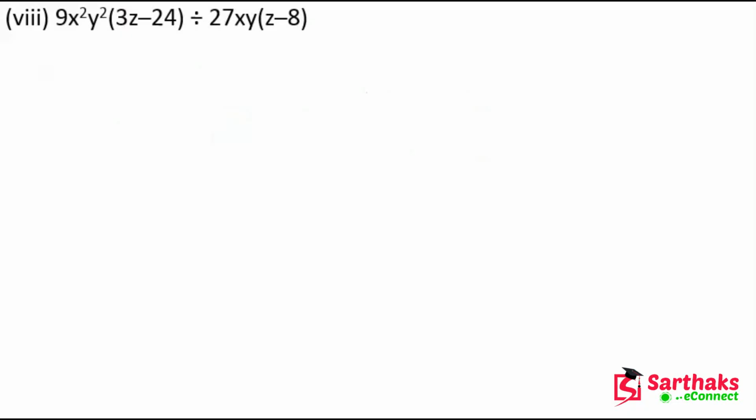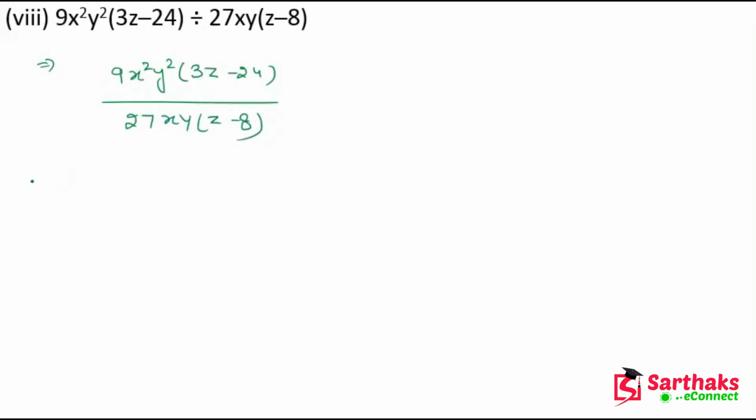Okay, yes. Now the next one here, you can see that now we have 9x square y square into 3z minus 24, and it is divided by 27xy into z minus 8. Now here 27 divided by 9 is 3 times. This x will be cancelled, this 1x, this 1y will be cancelled, this 1y. So here we get xy into 3z minus 24, and it is divided by 3 into z minus 8.